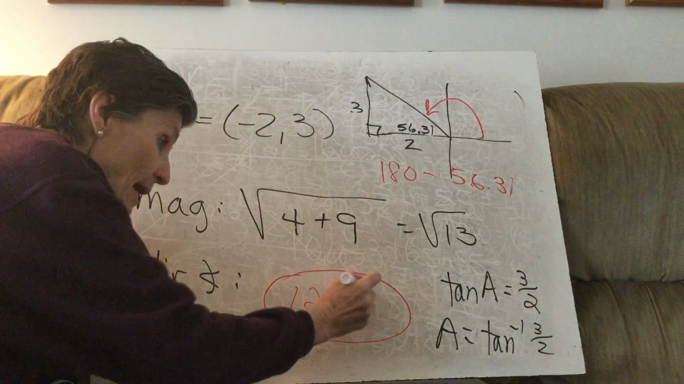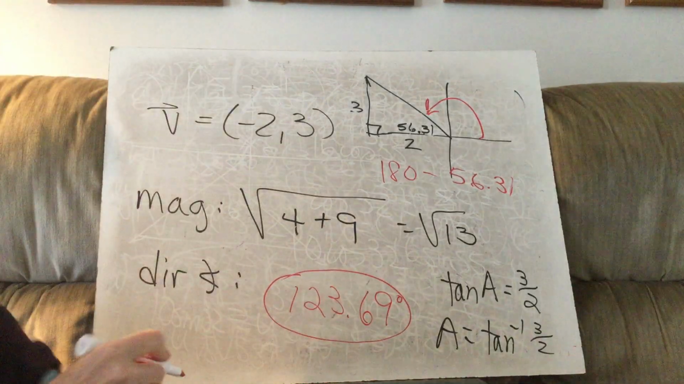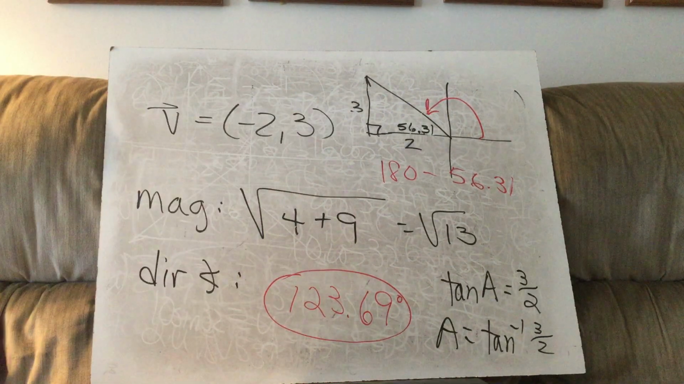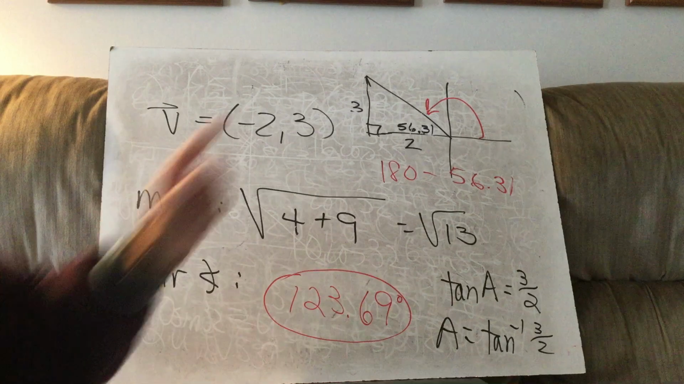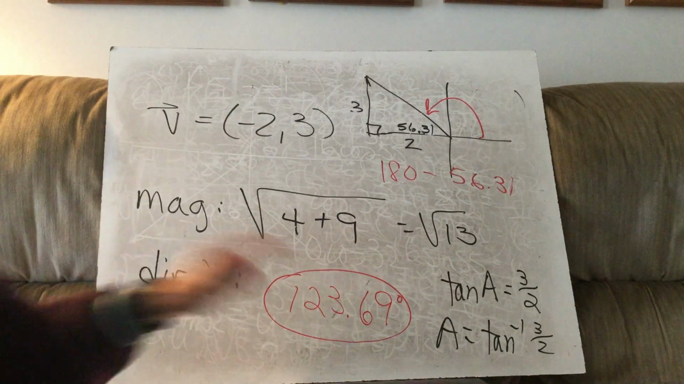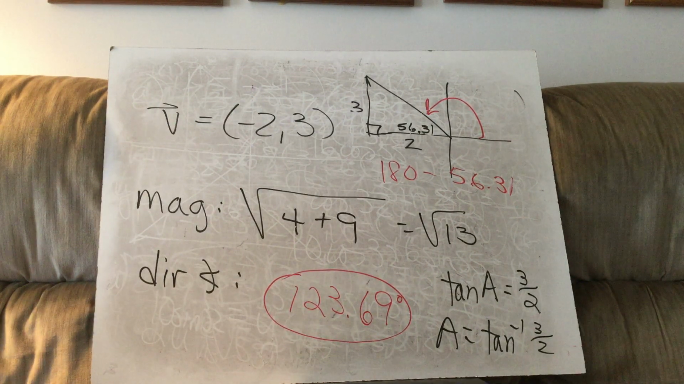which is 123.69. And if you just use your common sense, that red angle has to be less than 180, right? How much less than 180? 56 degrees less. So that's how we got that number.